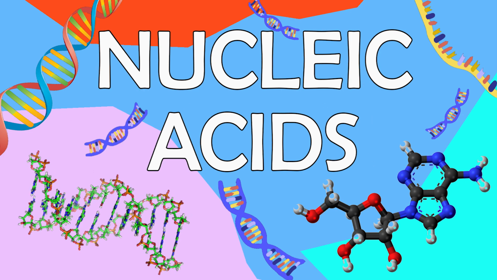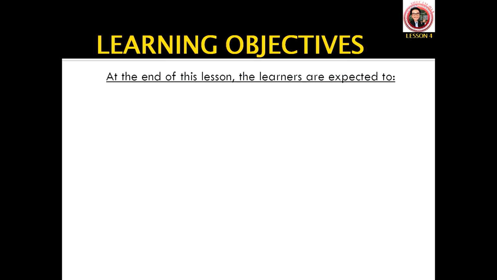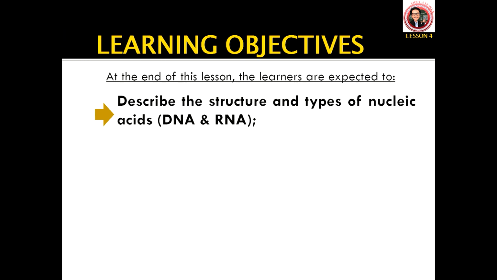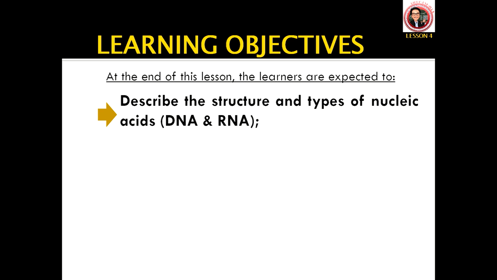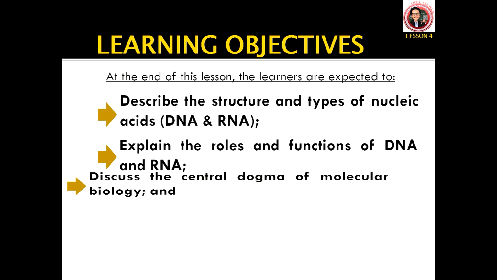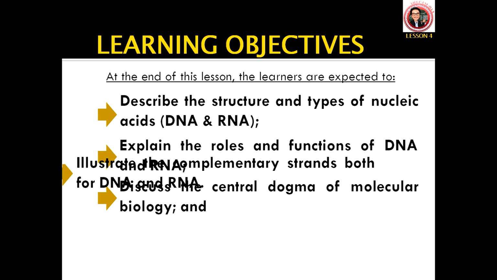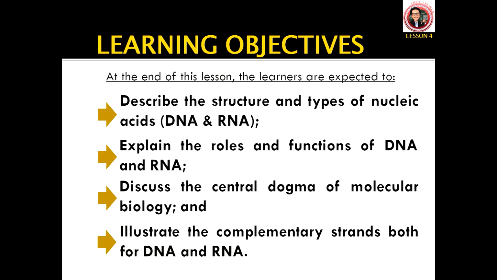For this lesson, we will focus on nucleic acids. And at the end of this discussion, you are expected to first describe the structure and types of nucleic acids. Second, explain the roles and functions of DNA and RNA. Third, discuss the central dogma of molecular biology. And last, illustrate the complementary strands both for DNA and RNA.